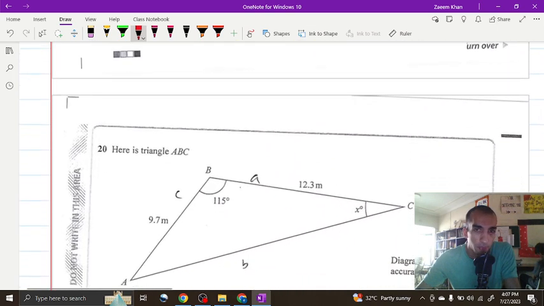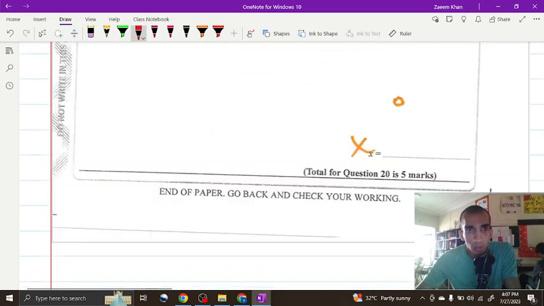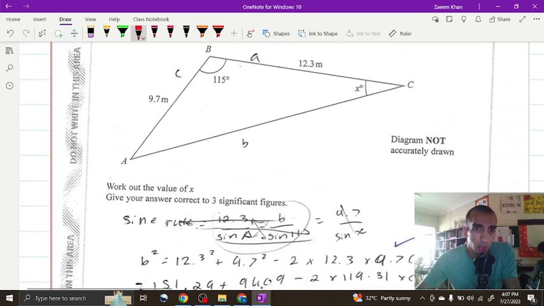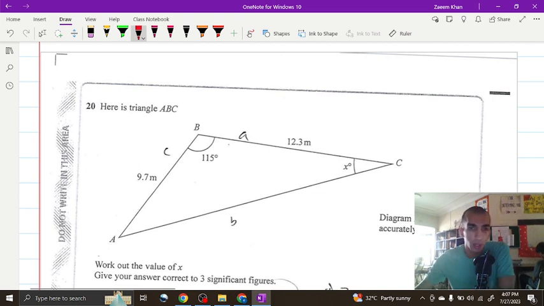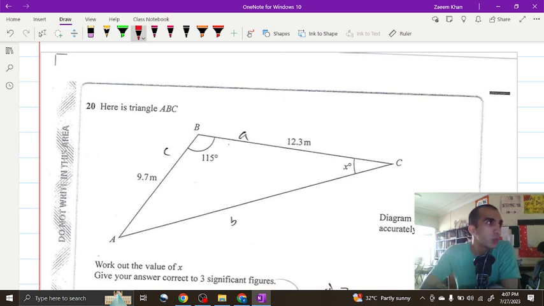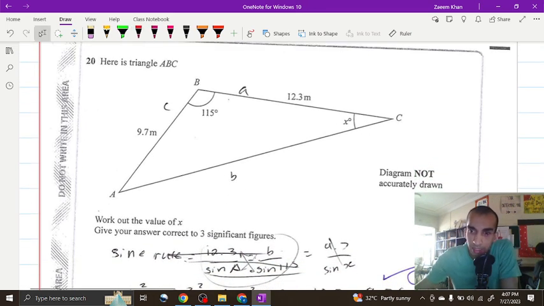Okay. Last question. This is trigonometry. I would really want to end this paper today because we've been on P1 and P2 for quite a long time. Work out the value of x. Why don't you solve it as well? Work out the value of x. Give your answer correct to three significant figures.